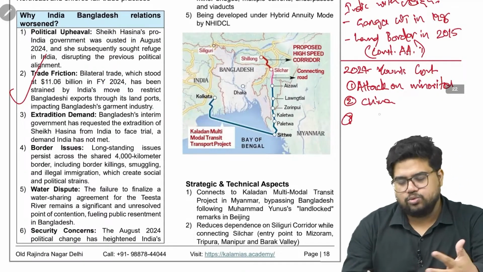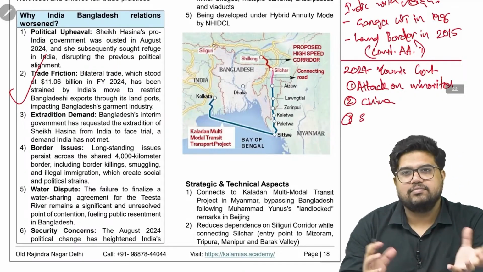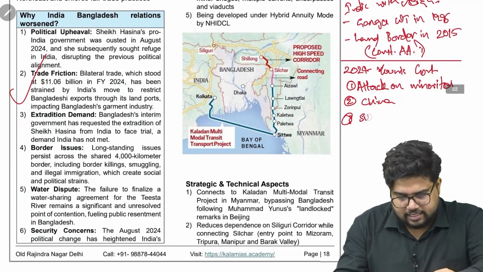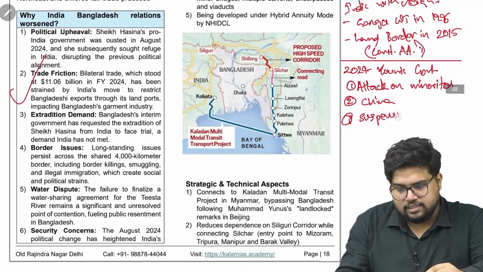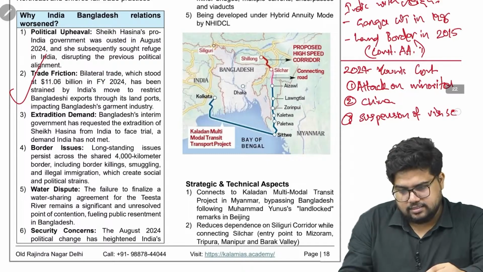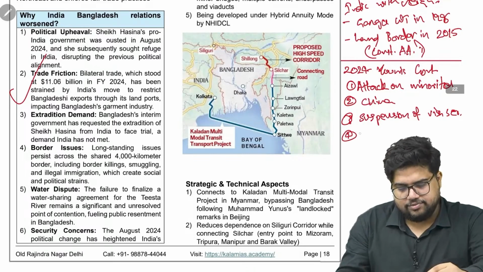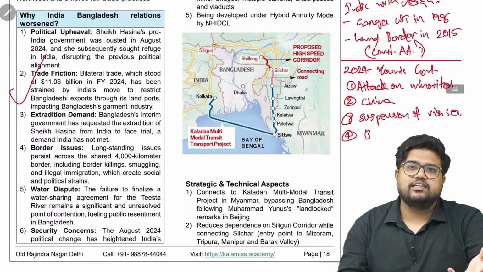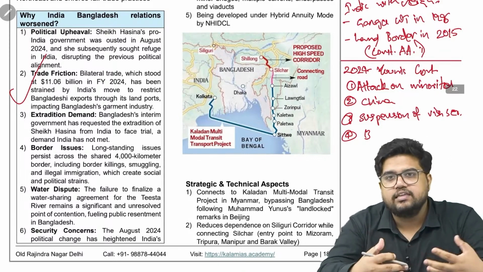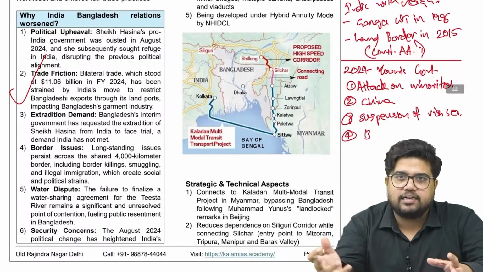And this leads to other aspects. This spills over into other areas like suspension of visa services and border incidents. We have seen direct conflicts between the Border Security Force and the Bangladesh guards.